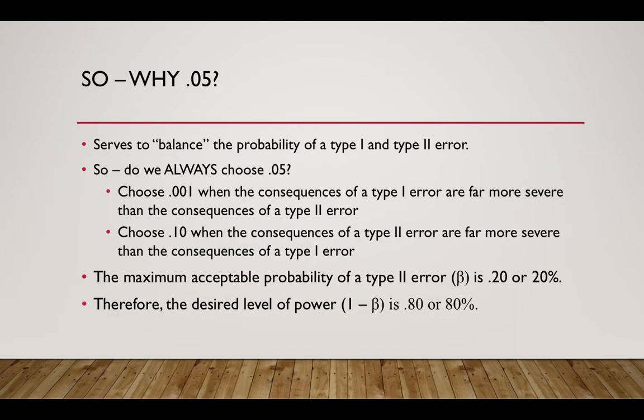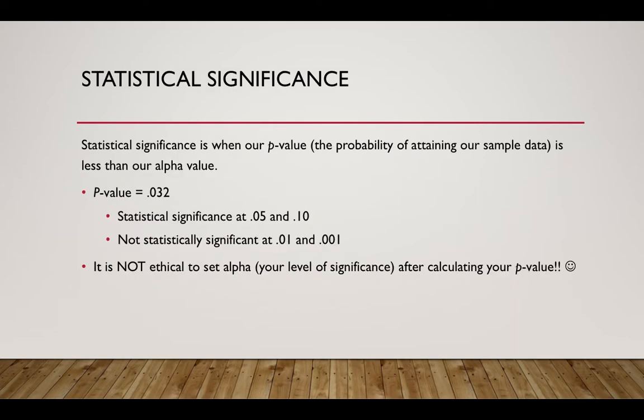Okay? So guys, the maximum accepted probability of a type 2 error is 0.20 or 20%. Therefore, because power is 1 minus beta, we get a desired level of power of 0.8 or 80%. So a power level of 0.8 says if the null hypothesis is false, then the probability of rejecting it is 0.80. And all the big boys and big girls in statistics kind of set that as the standard or the desired level of achieved power.